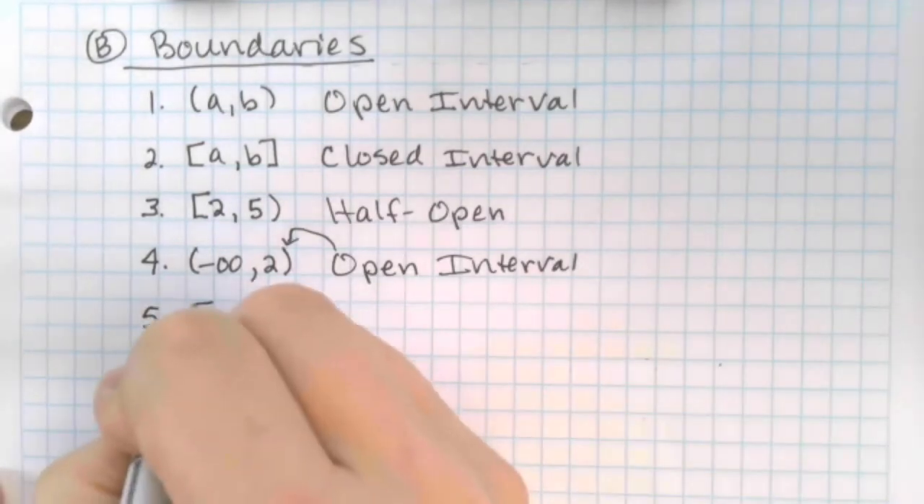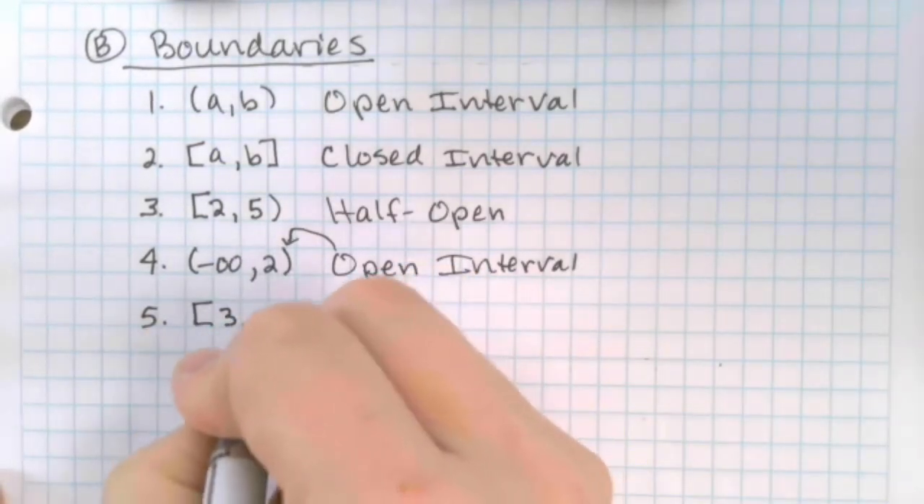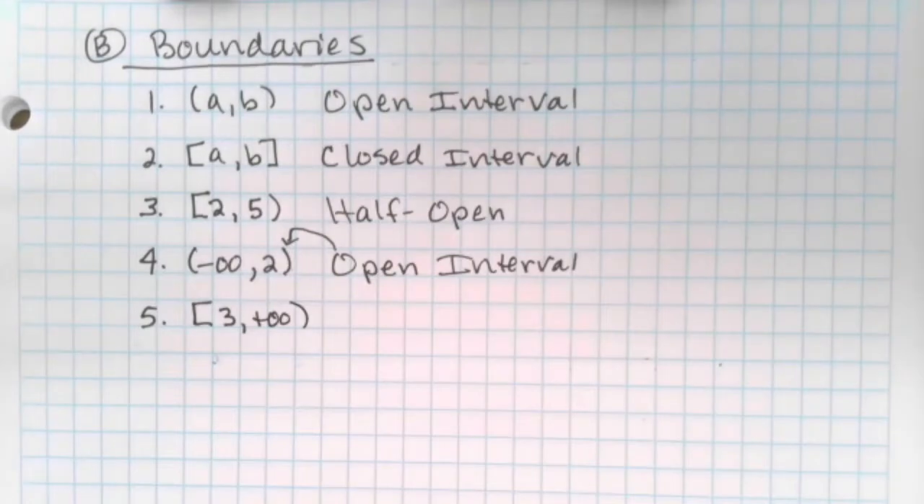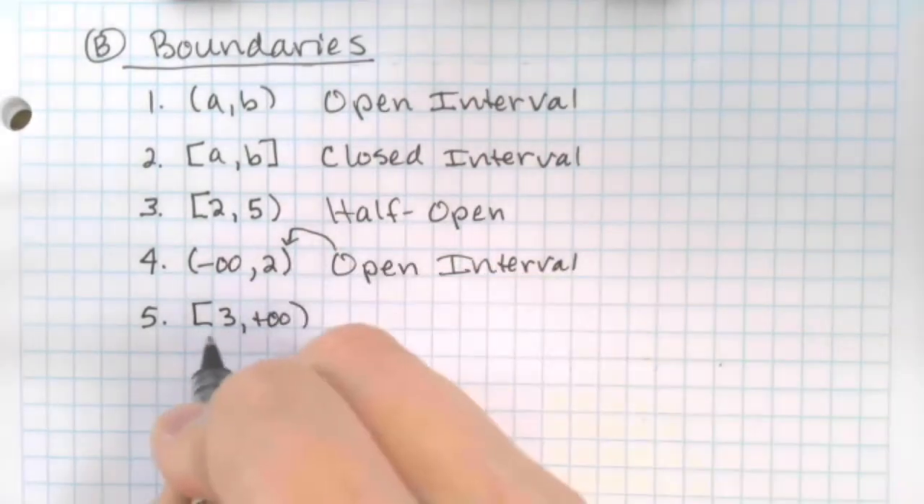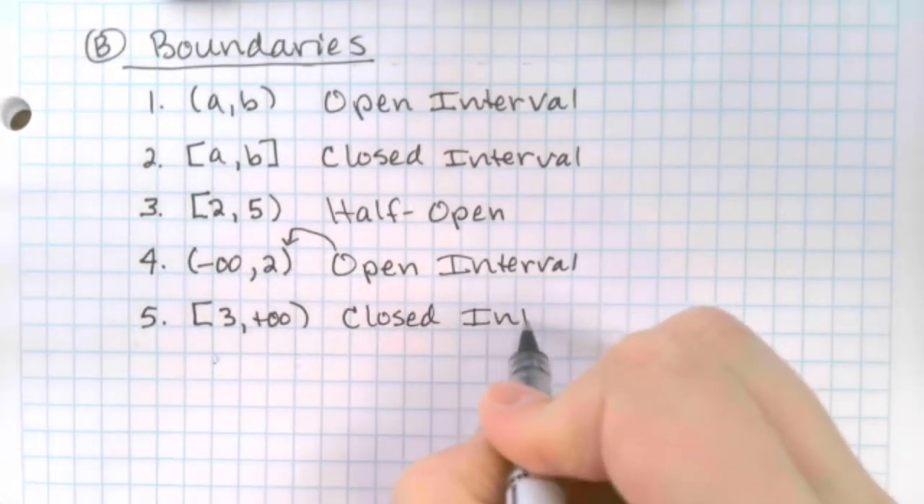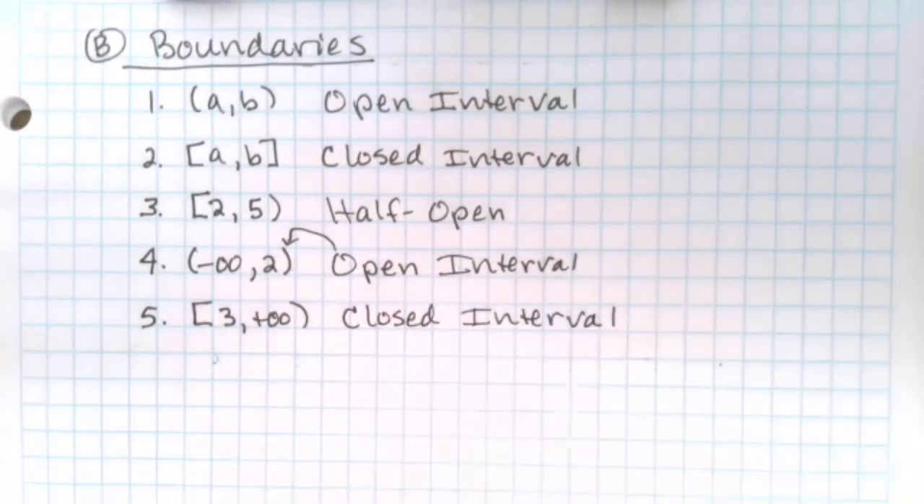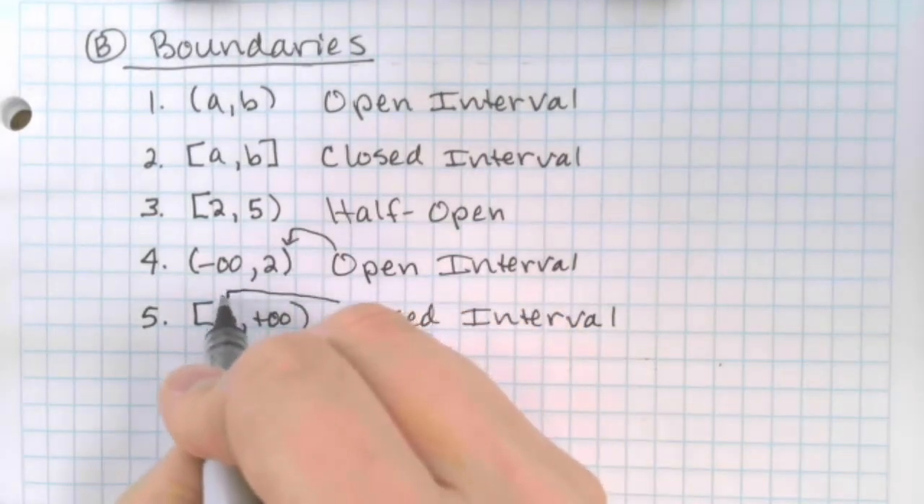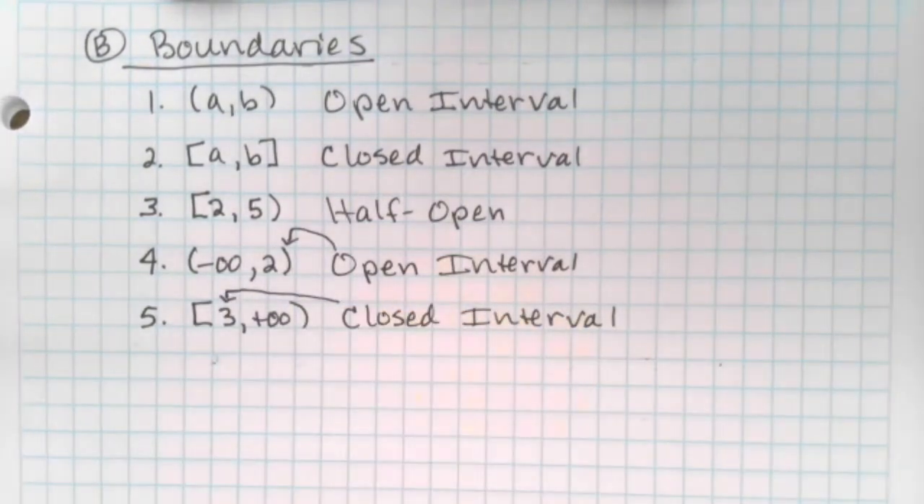Last one, bracket on 3 to positive infinity. Again, you name it by the endpoint that is there. The 3 is closed, so this is a closed interval. And again, I'm going to draw a little arrow. It's named after the endpoint that we actually have.